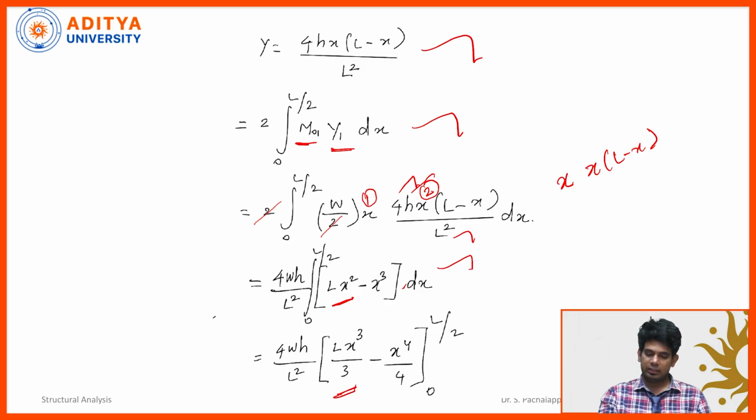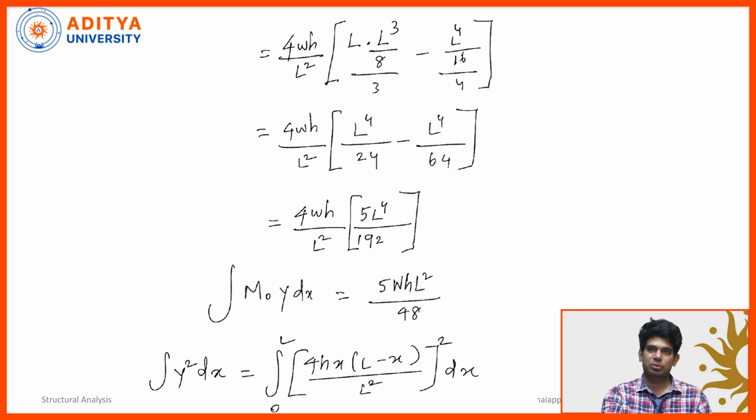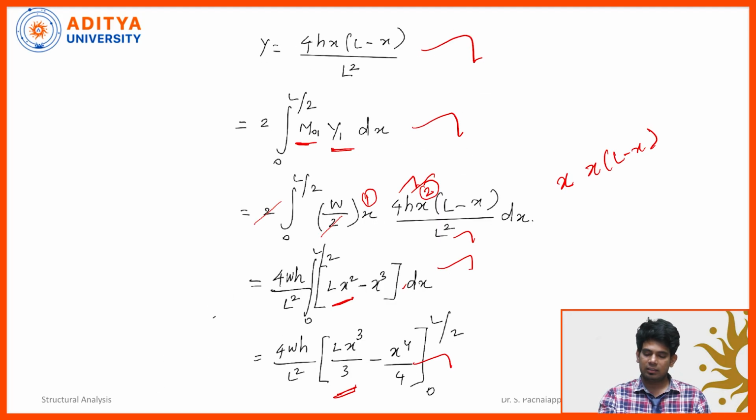Then in the place of x, we are doing an integration here. So L into x square minus x cube. What will the integration become? L into x cube by 3, and this will become x power 4 by 4. So far we never applied the upper limit minus lower limit, we just integrated. After that only we need to substitute the limits. Here the limits are L by 2 and 0.